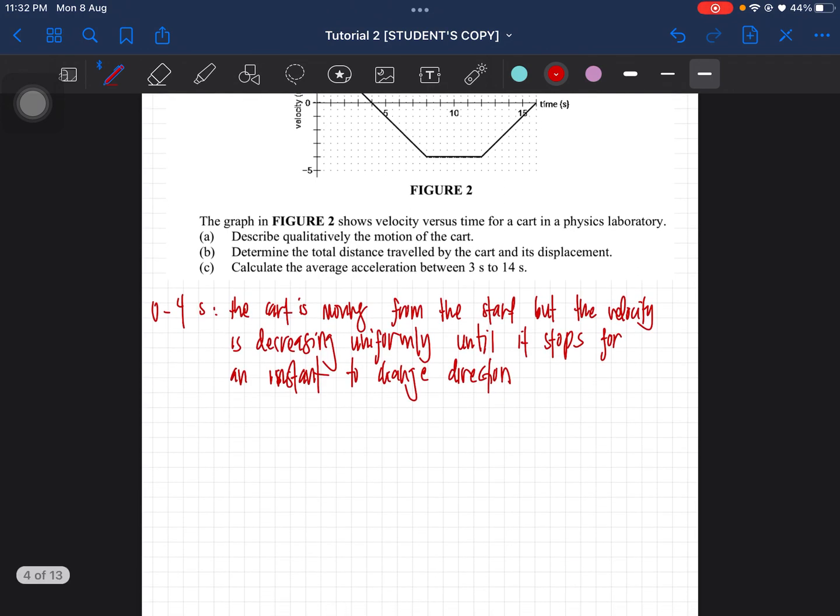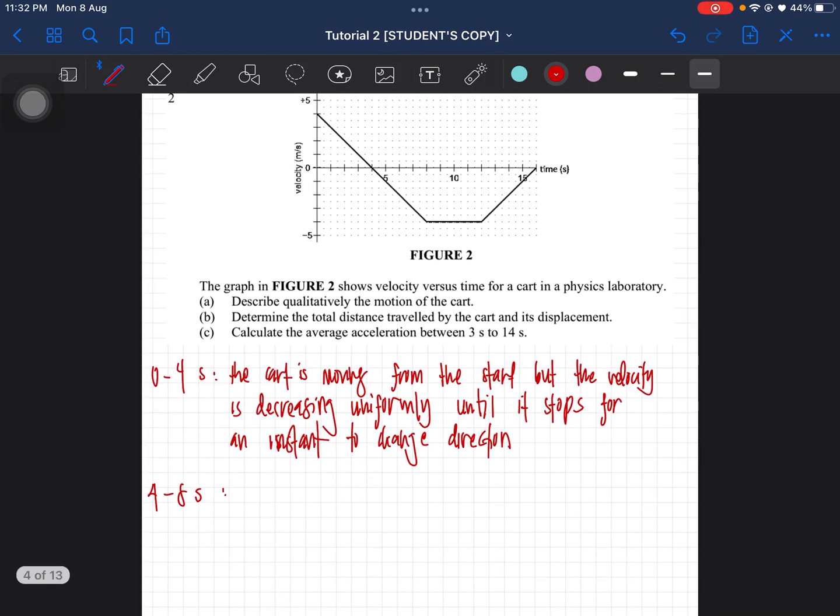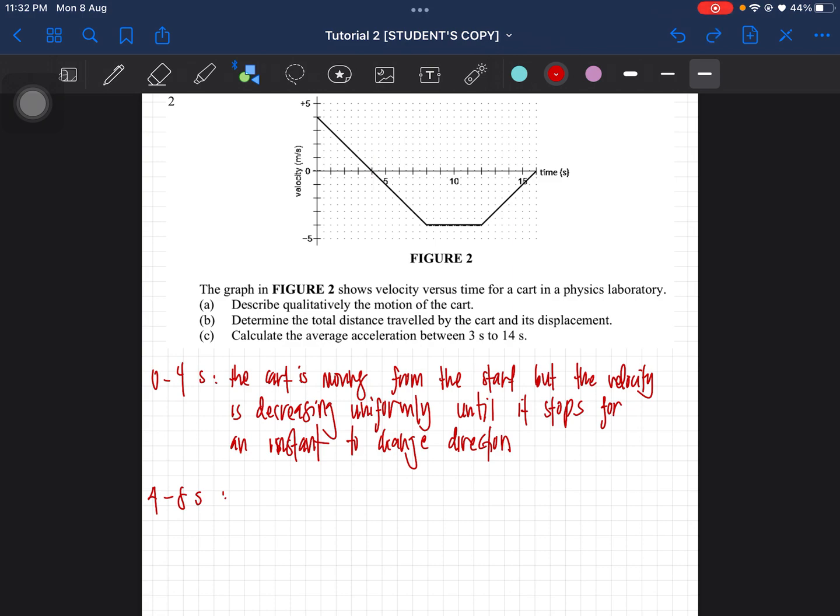Okay, and then from 4 to 8 seconds. From 4 to 8 seconds is from this point, and then 5, 6, 7, 8 is this point. So it should be up till this point. If we look at this point here, the velocity is increasing. It goes from 0 to a greater value, but in the opposite direction.